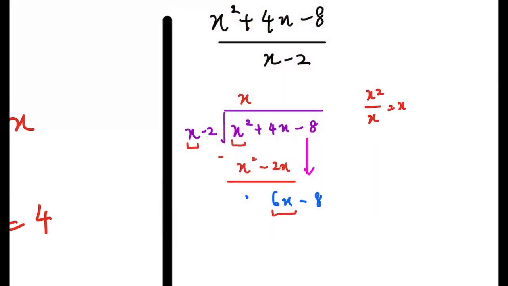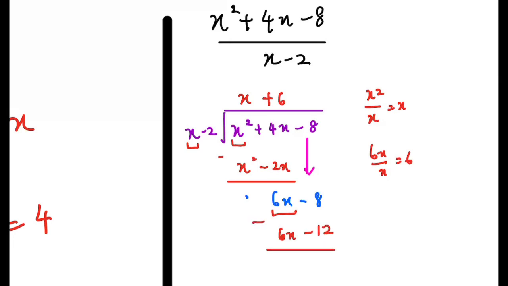So now let's divide again the first term with your first term here. So now 6x divided by x, this is equal to 6. So the next quotient here should be plus 6. Now let's multiply all of your divisor towards your 6. So multiply them, this will be equal to 6x minus 12.